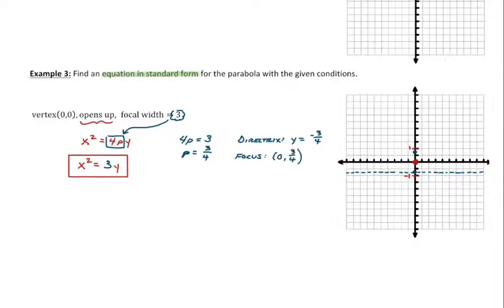So then I'm already told the given information was that the focal width is 3. So I'm going to go up to my focus, and I need the width of the parabola to be a total of 3, which means I should go to the right 1.5 and to the left 1.5 at the focus, and then sketch my parabola that passes through those points. So this would be the graph and the equation for this parabola based on the given information.